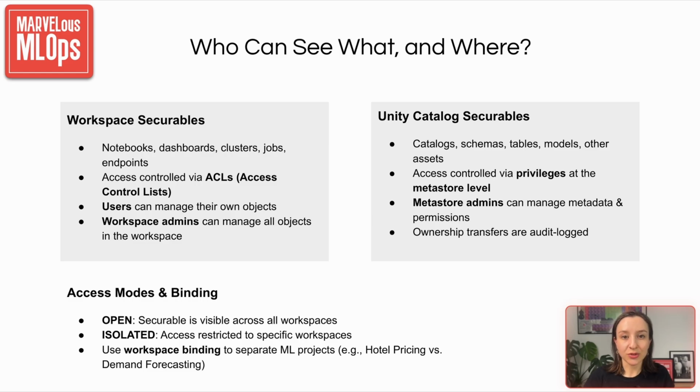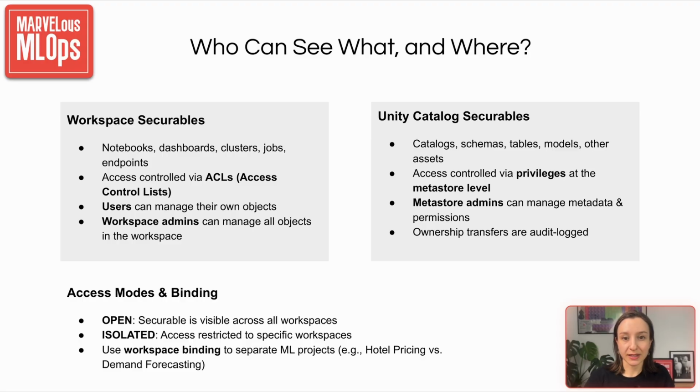So how do we control who sees what and where they can access it? In Databricks, there are two types of securables: workspace level and Unity Catalog level. Workspace securables are things like notebooks, clusters, and jobs. Access here is handled through ACLs, access control lists. Users can manage what they create, and admins can manage everything in the workspace. If you create a Free Edition, you are the admin of your workspace, so you can manage everything.